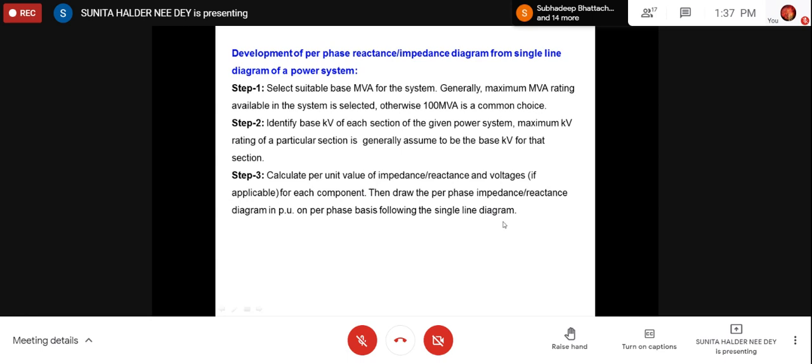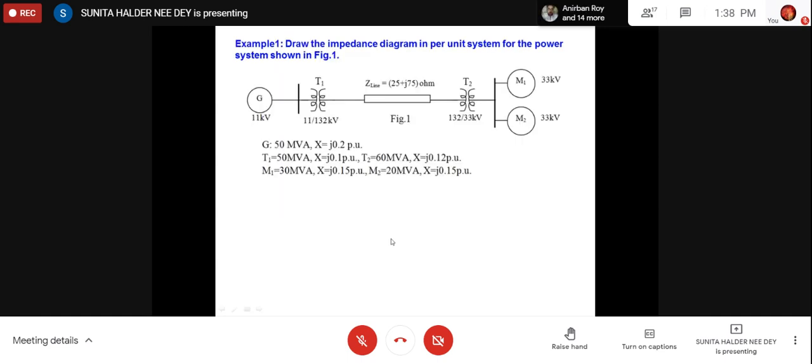So from the single line diagram, you can see the connection, and from the information given, you can calculate all the quantities. Then based on the quantities and the connection given, you can draw the actual circuit. I am showing you one example. You practice this type of example from any book. So this is the example.